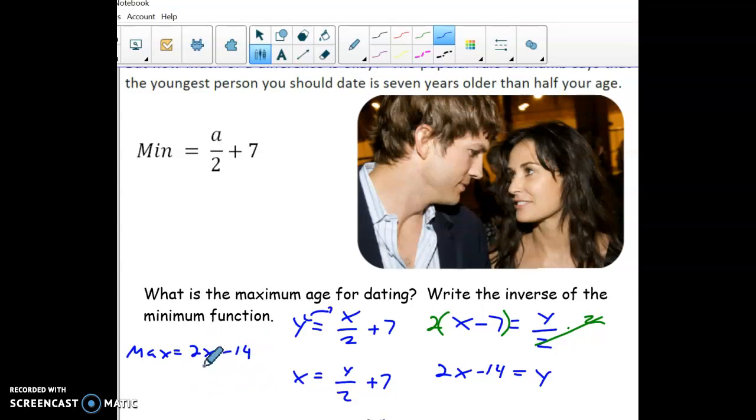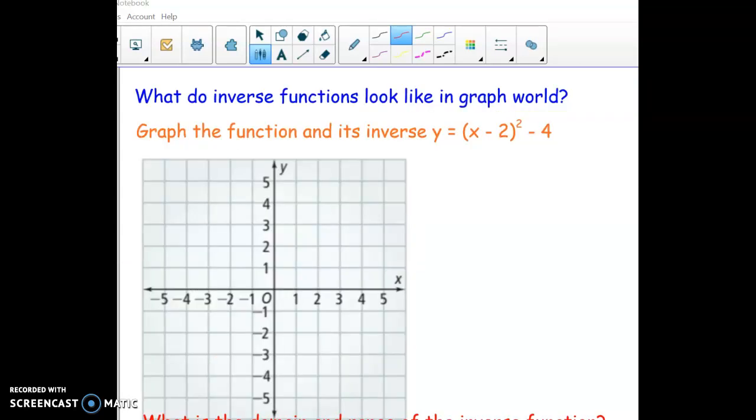So again, you can kind of try it for yourself, right? If you are 16, then that would be 32 minus 14, which would be 18. So if you're 16, the max you could date is 18. So kind of an interesting use of an inverse function. But that's your max function, the person you can date. Okay, so this certainly isn't the main focus of this lesson. Being able to find the inverse is, but they're going to talk a little bit about graphing the function and its inverse. The next section gets into graphing, so this will be kind of a good lead into that.